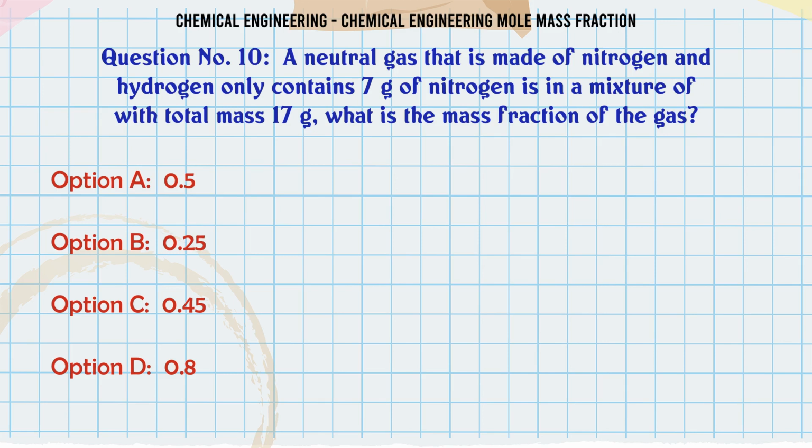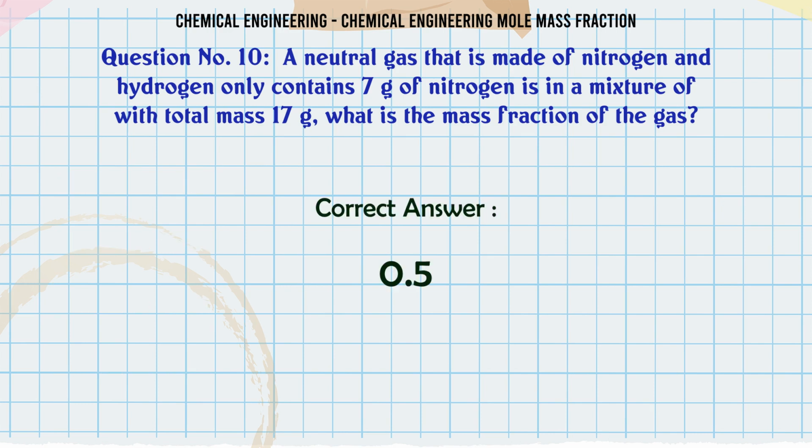A neutral gas that is made of nitrogen and hydrogen only contains 7 g of nitrogen in a mixture with total mass 17 g. What is the mass fraction of the gas? A 0.5, B 0.25, C 0.45, D 0.8. The correct answer is 0.5.